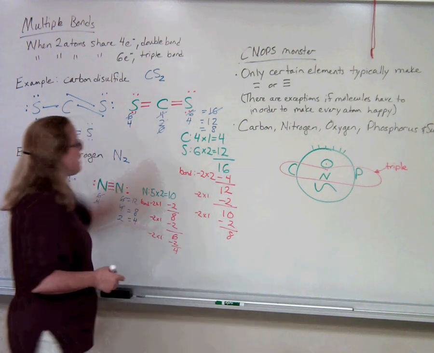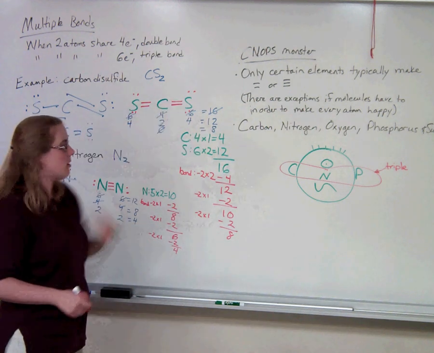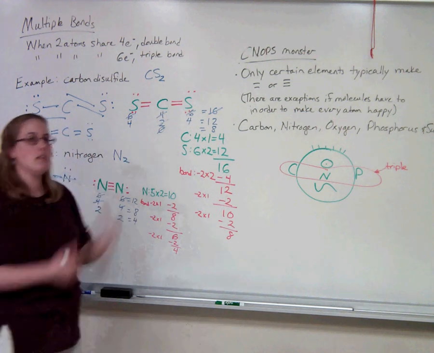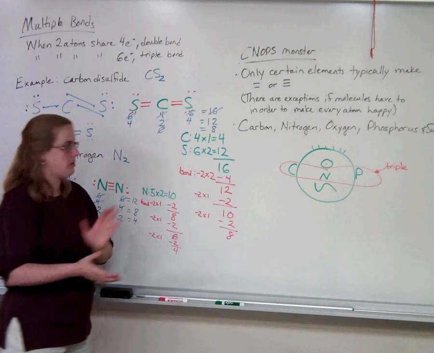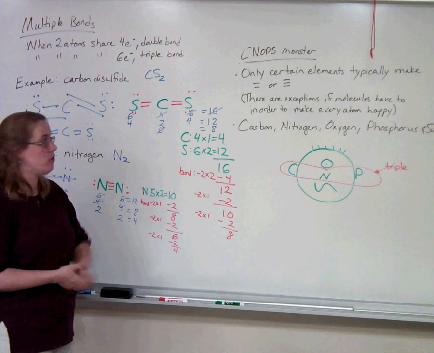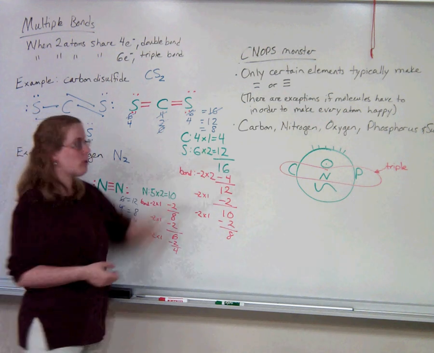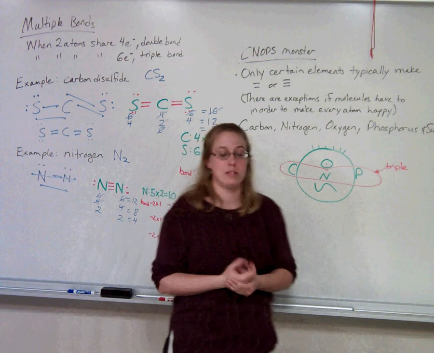So in this case, we had sulfur and carbon, which are on the monster. In this case, we had nitrogen, which is on the monster. So those are the ones making the double and triple bonds. So you have to do the math just like you do for single bonds, and remember who gets to make double bonds and who gets to make triple bonds if you have a choice about it.